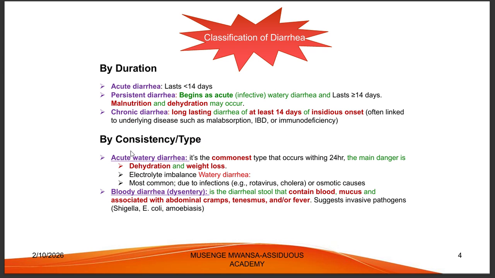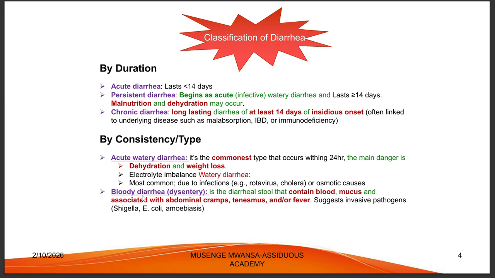You can also classify diarrhea by the consistency or the type. You have acute watery diarrhea, basically watery diarrhea, and this is the commonest type of diarrhea that occurs within 24 hours. The main danger of watery diarrhea is that you are losing a lot of water, so you can have dehydration. There can also be weight loss and electrolyte imbalance. The commonest cause of watery diarrhea is actually viruses, and specifically the rotavirus. You need to know the rotavirus is actually the commonest cause of diarrhea altogether in a pediatric patient.